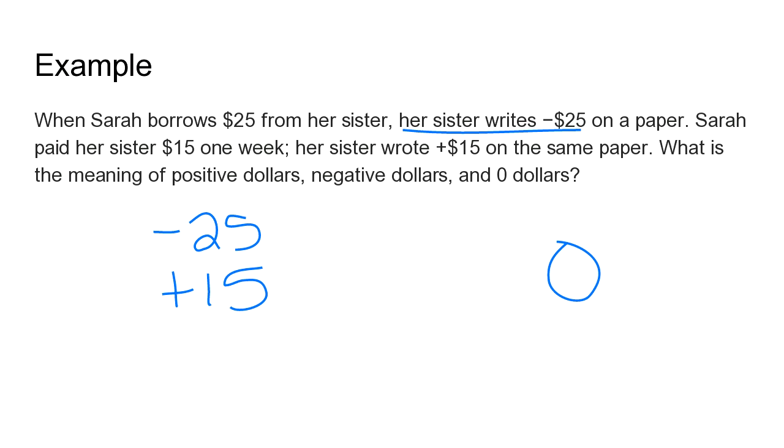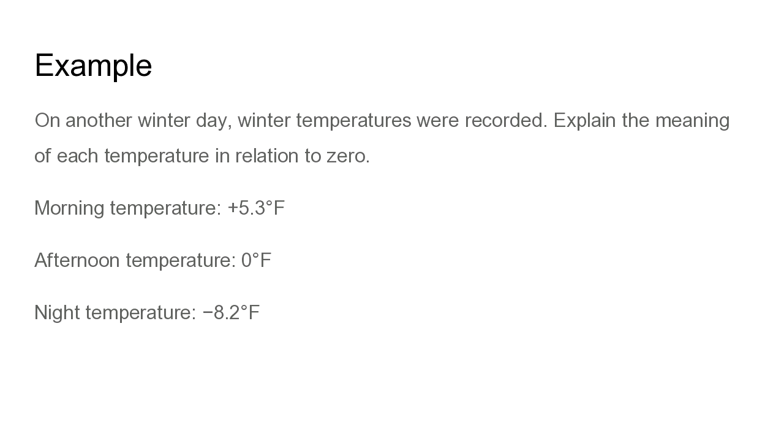Dylan, can you tell us what $0 would mean in this example? Perfect, Dylan. Zero will mean that she does not owe any money. They're back to an even balance. All right, so let's move on to another example.